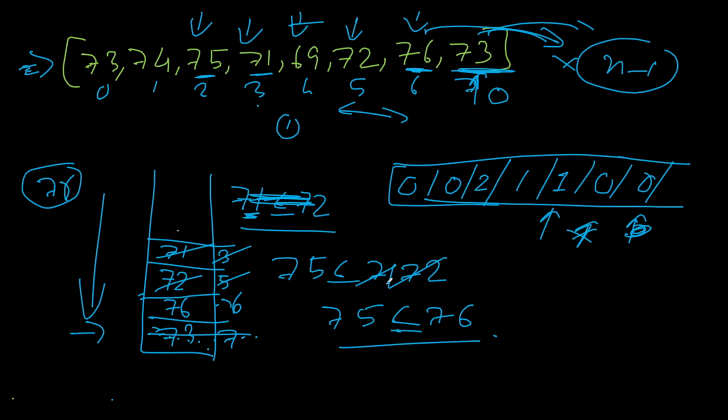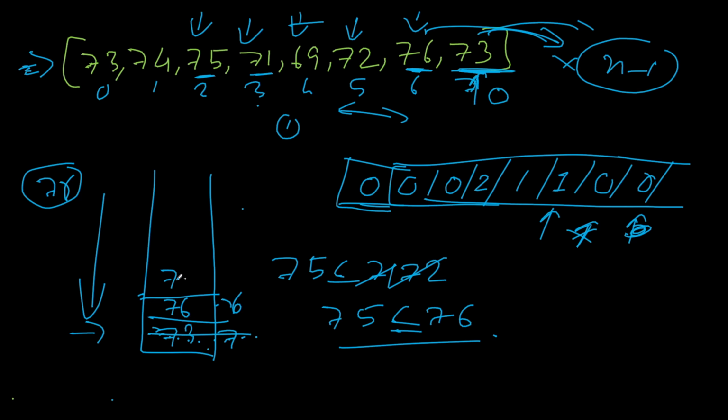Let me clear this up now. So what will happen? I will add 75 here with the index 2, right? The difference between the 75 and the 76 is how much? It's 6 minus 2, it's 4, right? So here, instead of 0, it will be 4. Fine. Great. Let's move back.